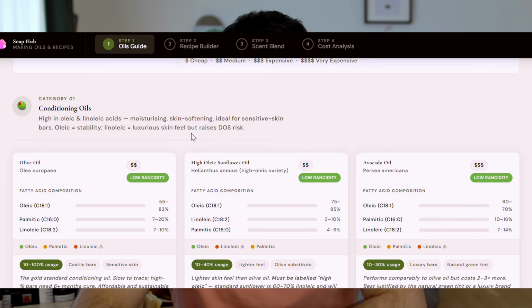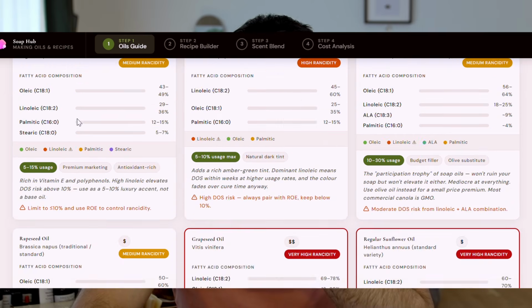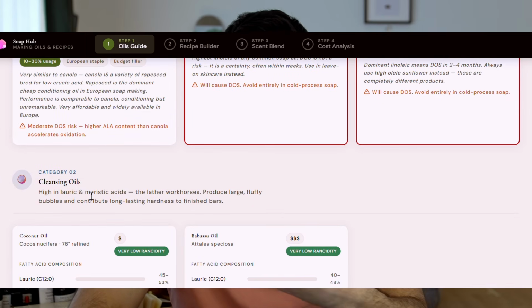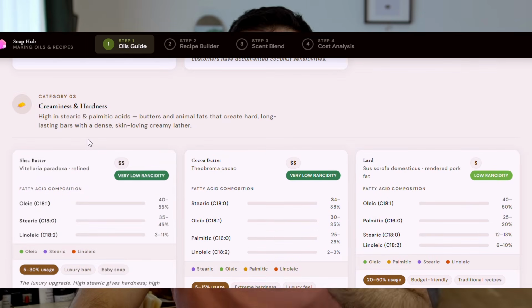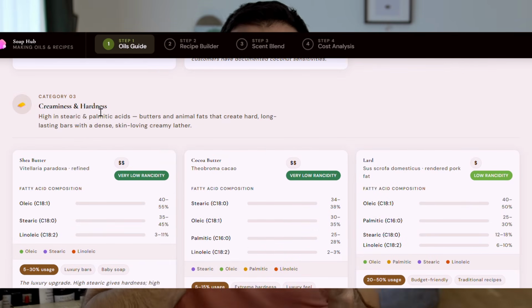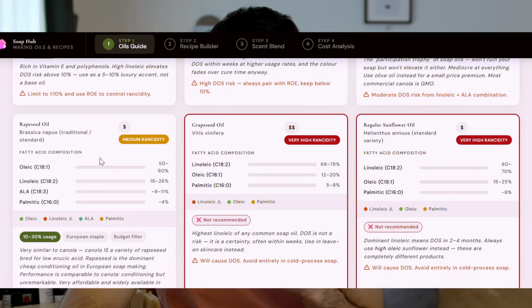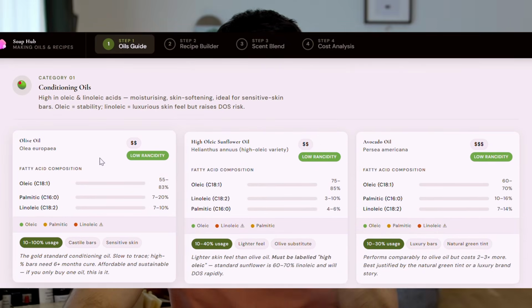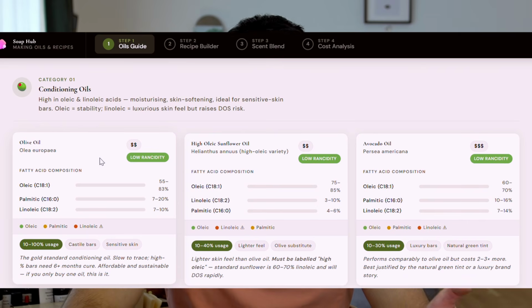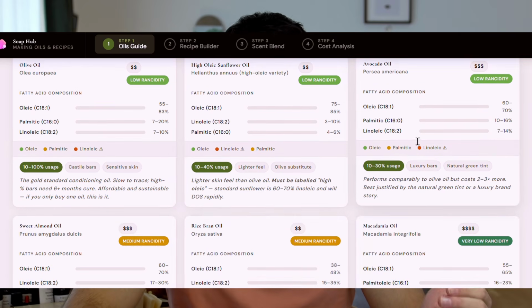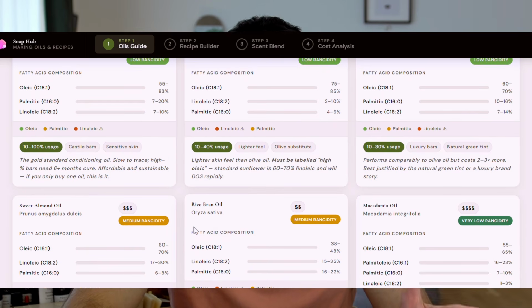We have four different categories of oils. We have conditioning oils that offer conditioning properties to your lather. We have cleansing oils that offer a lot of bubbles to your lather. We have creaminess and hardness, so oils that offer structure, creaminess and hardness to your lather. And then we have richness and thickness, so those are the oils that basically boost lather. So if we go to category number one, conditioning oils, we will see a lot of different oils like olive oil, sunflower oil, avocado oil, rice bran oil, sweet almond oil, and so on.